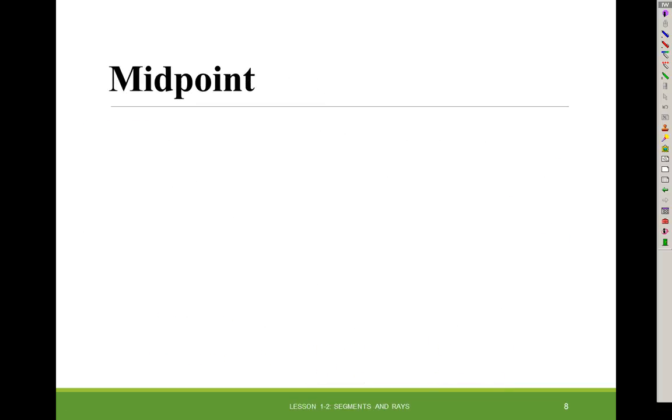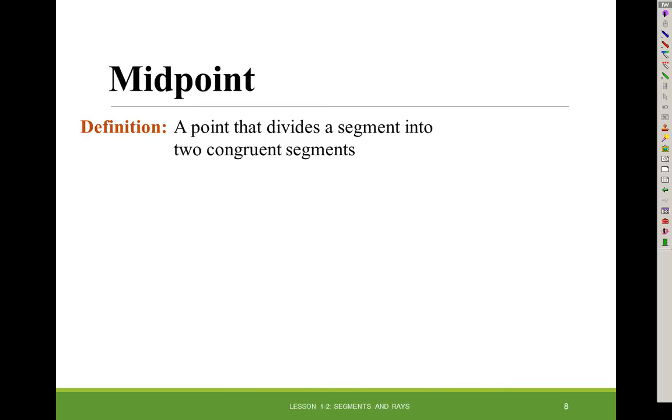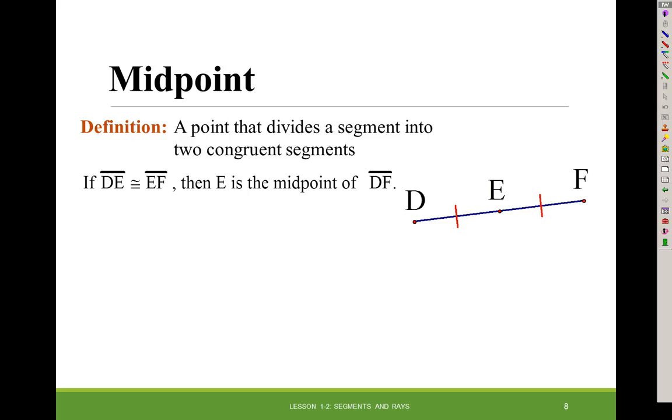Now let's talk about midpoint. A midpoint is a point that divides a segment into 2 congruent segments. In this picture here, if segment DE is congruent to segment EF, then E is the midpoint of segment DF. You can see that it's marked with the congruent dashes there.